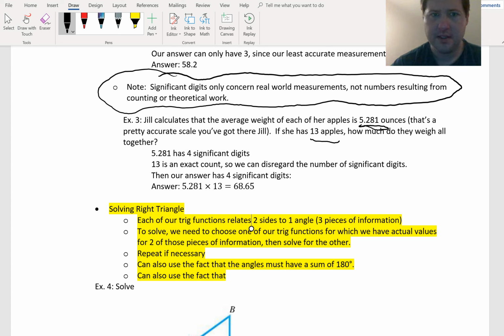scale. So I wish someone had told me this. This was very frustrating and confusing to me growing up. So hopefully this helps you out a little bit. When you're talking about significant digits, counting does not come into play.